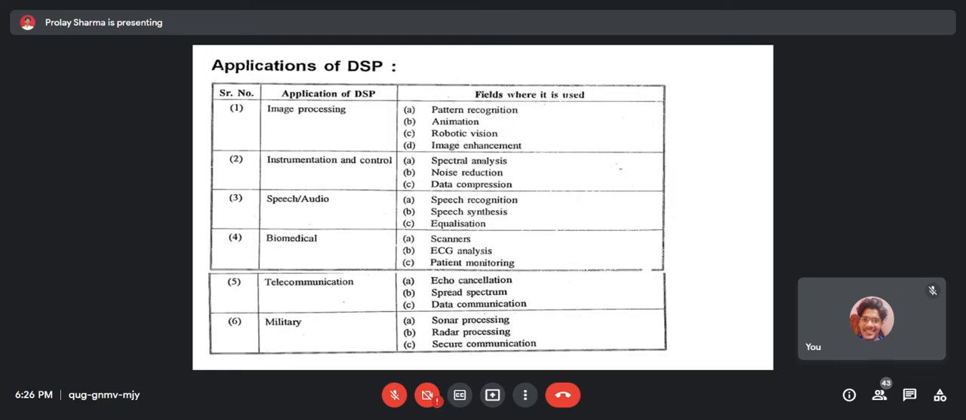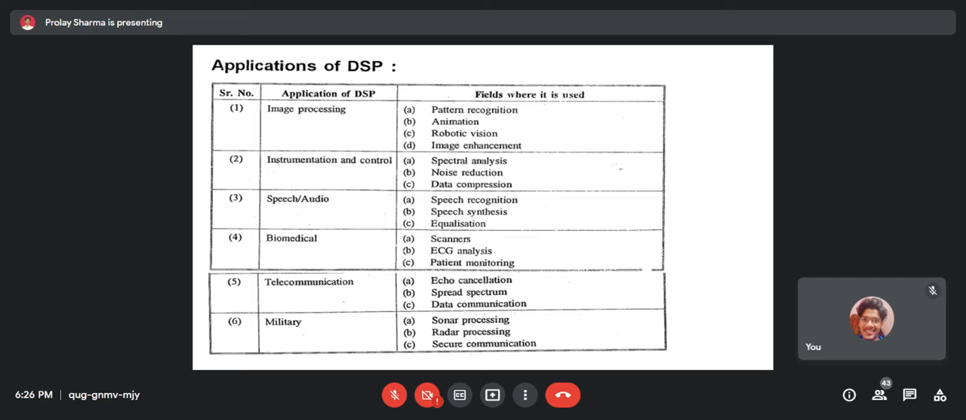So now here the applications of DSP are summarized. The first application is image processing, the fields where it is used: pattern recognition, animation, robotic vision, image enhancement. Then the second application of DSP is instrumentation and control, and fields where it is used are spectral analysis, noise reduction, data compression. Then speech and audio processing. It is used in speech recognition, speech synthesis, equalization, etc.